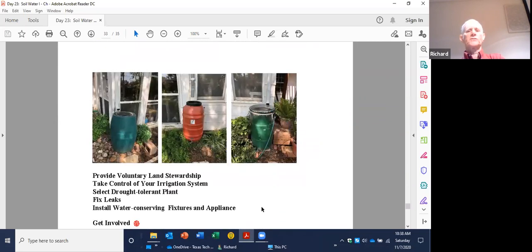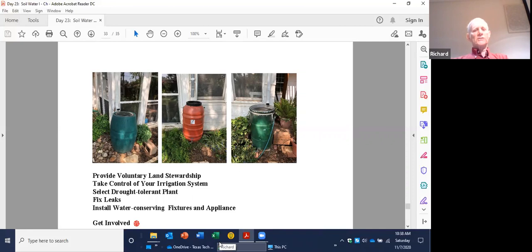Some of the rain barrels that we have are commercially available. You can buy this one or this one, but then some of them are homemade. Several years ago, there was a group in Lubbock that would teach you how to make homemade rain barrels. My wife went one day and made this particular rain barrel to store the water.